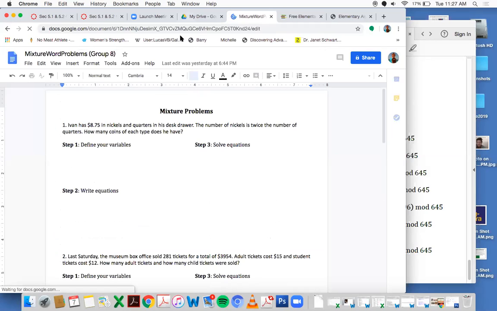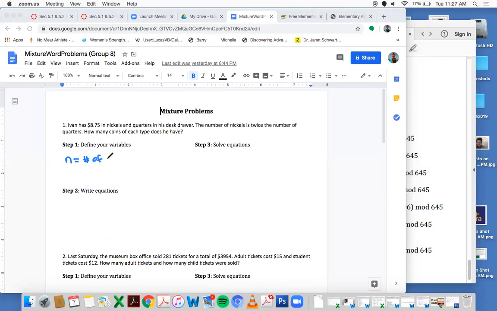Let me go over this problem. Okay, I know I kind of started already, but I'll go over the steps to kind of check with each other. All right, so my variables, I have N is the number of nickels. And Q is the number of quarters. Okay, so it says the number of nickels is twice the number of quarters. So one equation is N equals 2Q.